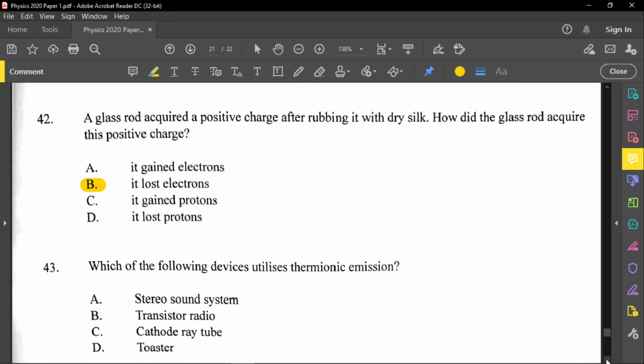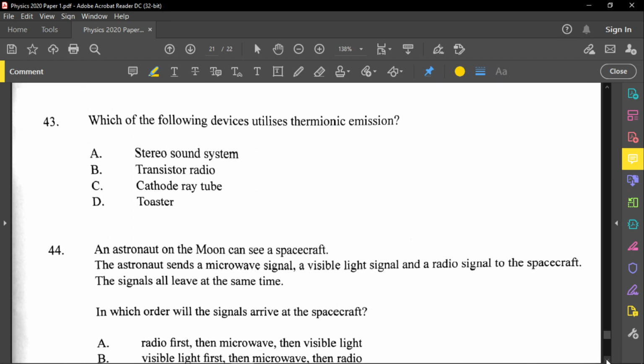43. The question number 43, it said, which of the following devices utilizes thermionic emission. So when you talk about thermionic emission, you're talking about emission which involves releasing or emitting electrons when heat is applied. So think about the word therm, coming from temperature or heat, and ionic coming from charged particles, right? To become charged means that you lose or you gain electrons. So electrons are set free, so electrons are emitted once you apply heat to this.